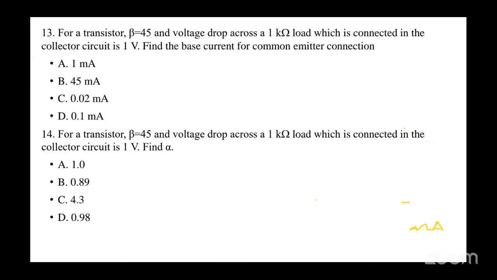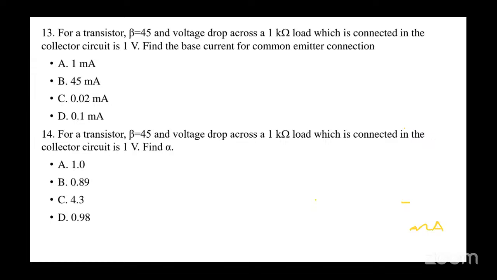Here we are asked to find the base current for a common emitter connection, provided with the beta for a transistor, beta is equal to 45, and the voltage drop across a 1 kilo ohm load, which is connected in the collector circuit, is 1 volt. Find the base current.